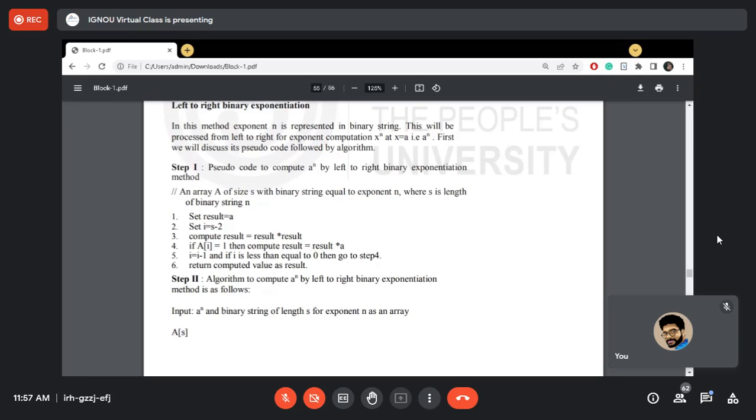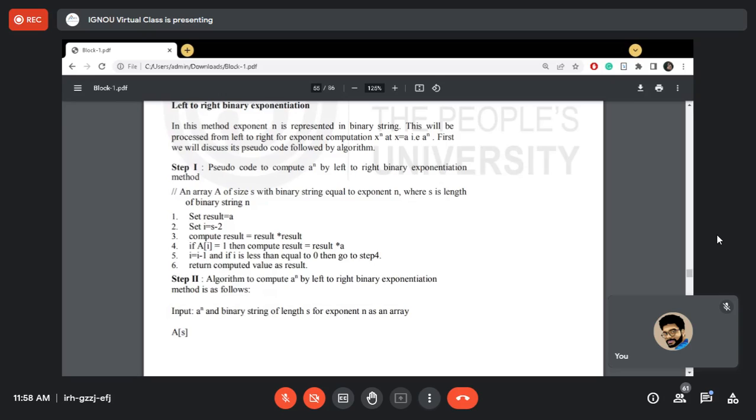So let's take one pseudocode for left to right binary exponentiation. After that, we will take one example. So here is a pseudocode to compute a to the power n by left to right binary exponentiation. We have an array A of size S. The name of that array is A and the size is S. We don't know the size, so we take it as S here.